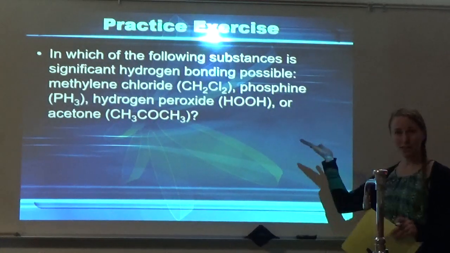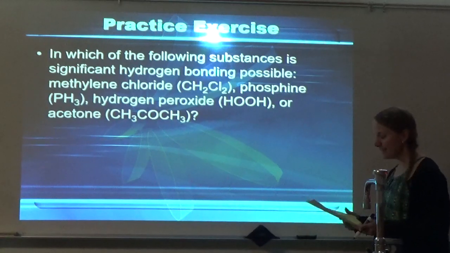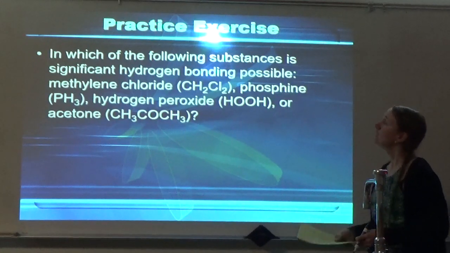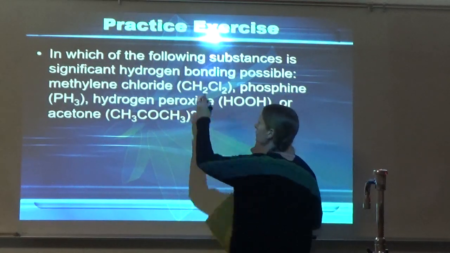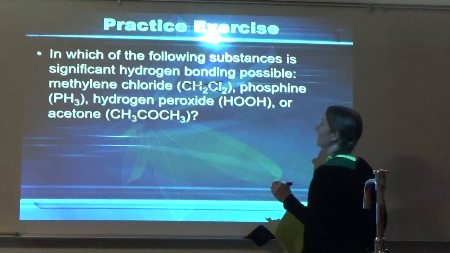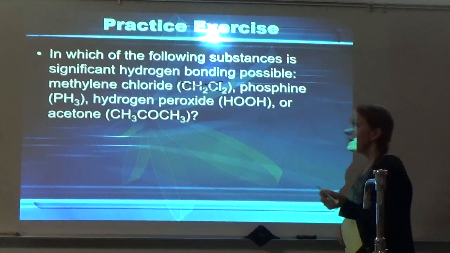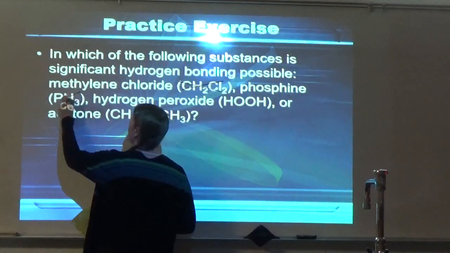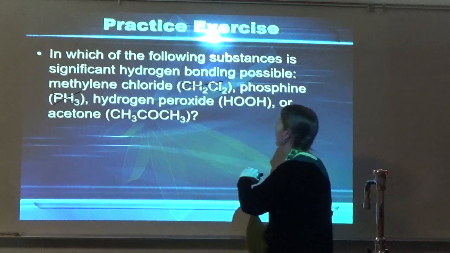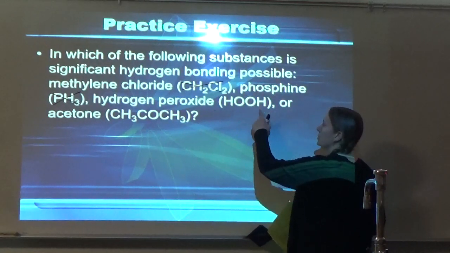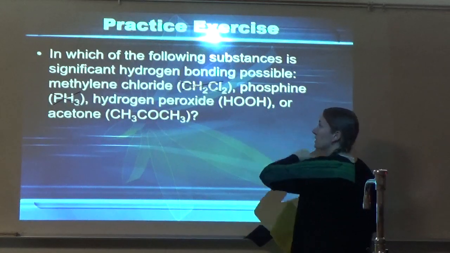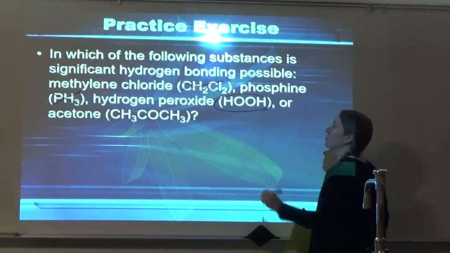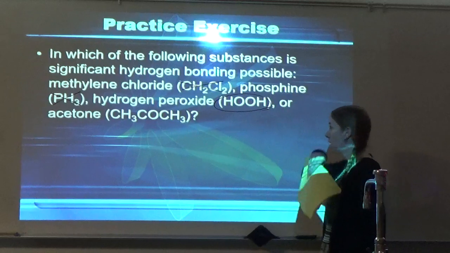All right, so y'all tried this one. I'll assume you paused it, done it, and then we'll look at it together. So we have CH2Cl2. There's not even N, O, or F in there, so it can't be the methylene chloride. We have PH3. It doesn't even have N, O, or F, so it can't be that. We have HOOH. When it's written like this, it's trying to show you the order of the bonding. So H is bonded to O, so hydrogen peroxide could form hydrogen bonding.